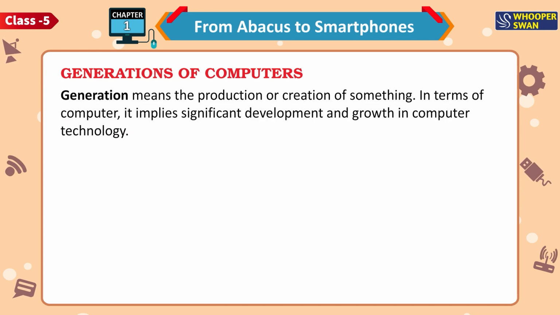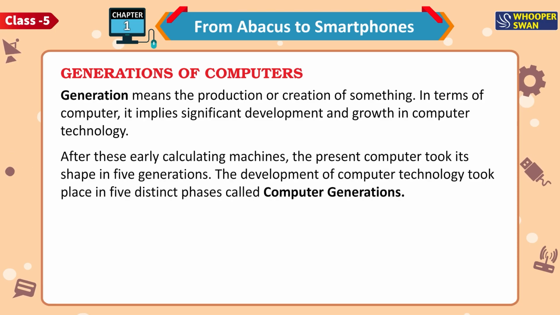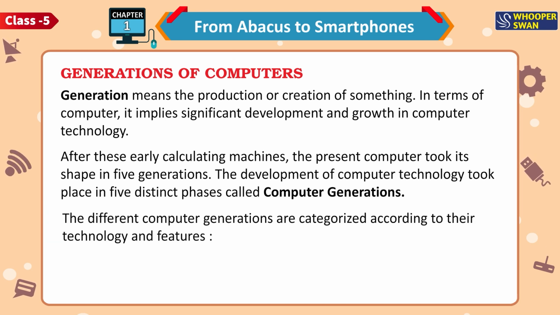Generations of computers. Generation means the production or creation of something. In terms of computer, it implies significant development and growth in computer technology. After these early calculating machines, the present computer took its shape in 5 generations. The development of computer technology took place in 5 distinct phases called computer generations. The different computer generations are categorized according to their technology and features.